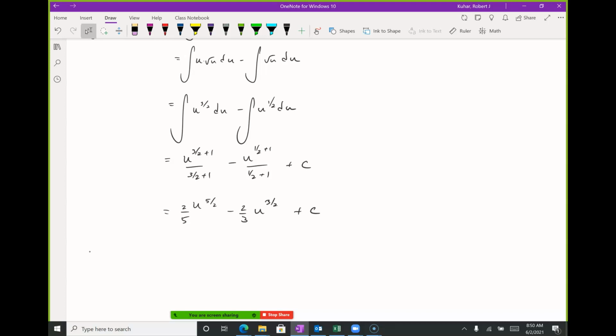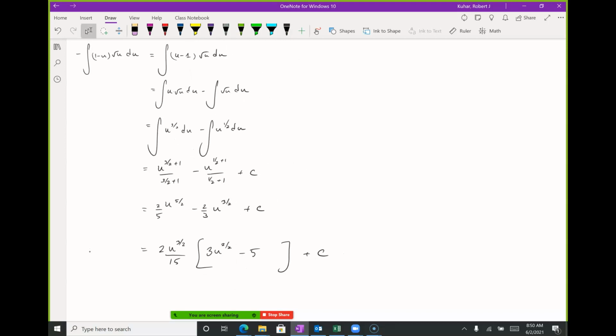I'm going to take out a 2 from upstairs, a u to the 3/2 from upstairs, and a 15 from downstairs. So I'm going to take out a 2 u to the 3/2 over 15 and see what I have left, right? So I should have 3u to the 2/2 minus 5. That one should bother a couple of you.